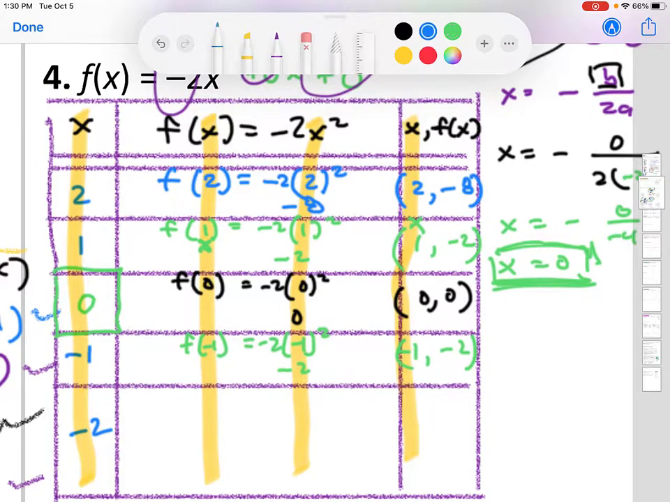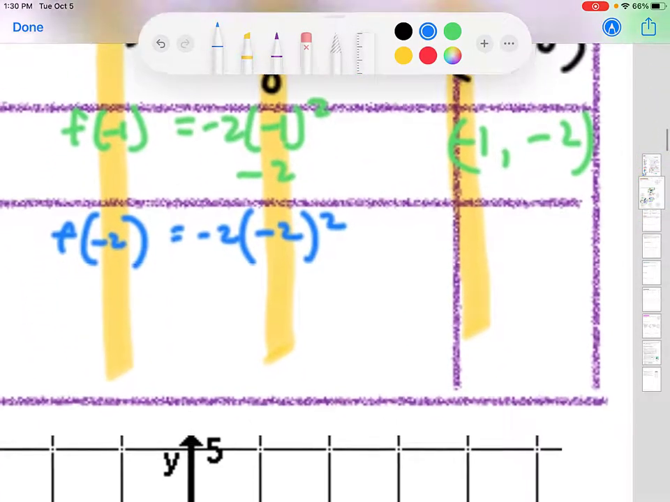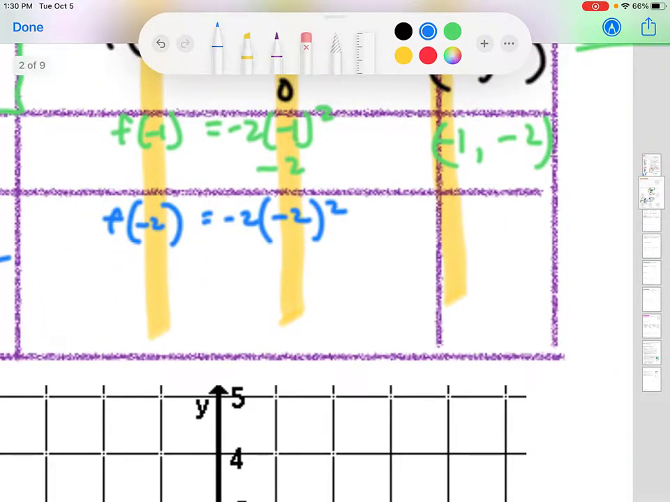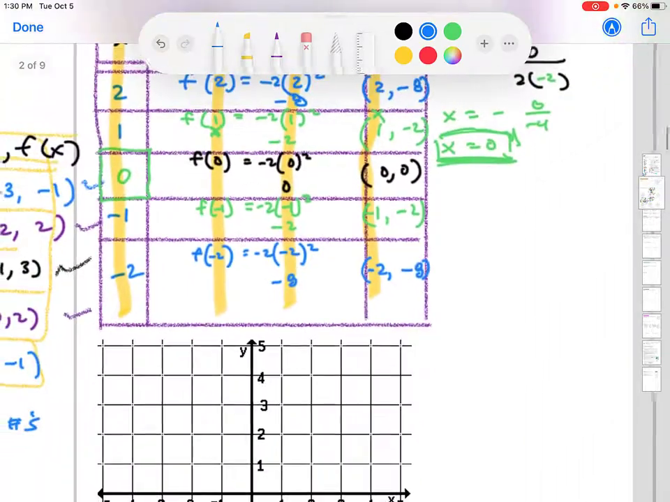And then the last one in blue here, I have f of negative 2. This is going to be negative 2 times negative 2 is 4. 4 times negative 2 is negative 8. So I have negative 2, negative 8.